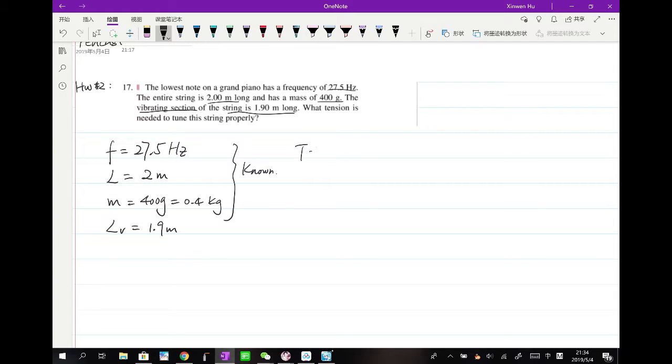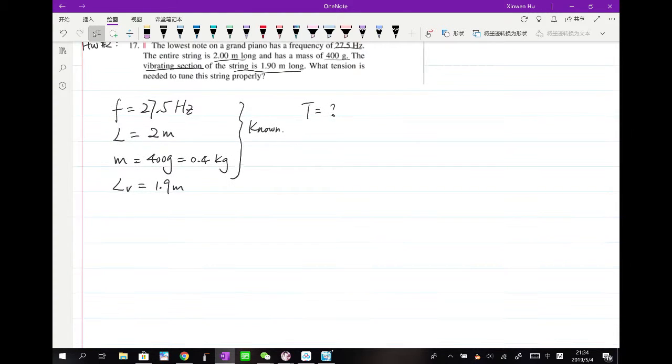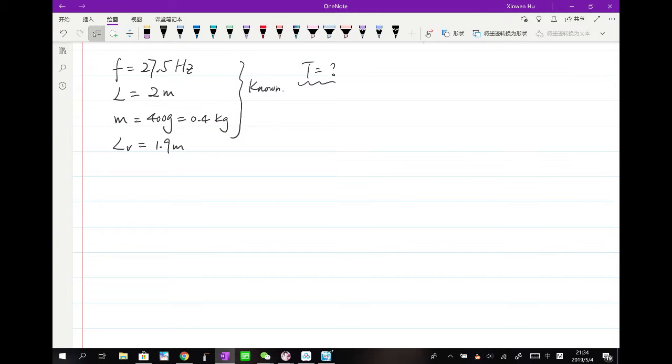And what we need to find is tension. So we need to find the equation of tension for now. The equation related to tension is velocity equal to square root of tension over mu. From this equation, we can get tension equal to velocity squared times mu. And we know the equation of mu, and we know the equation of velocity.